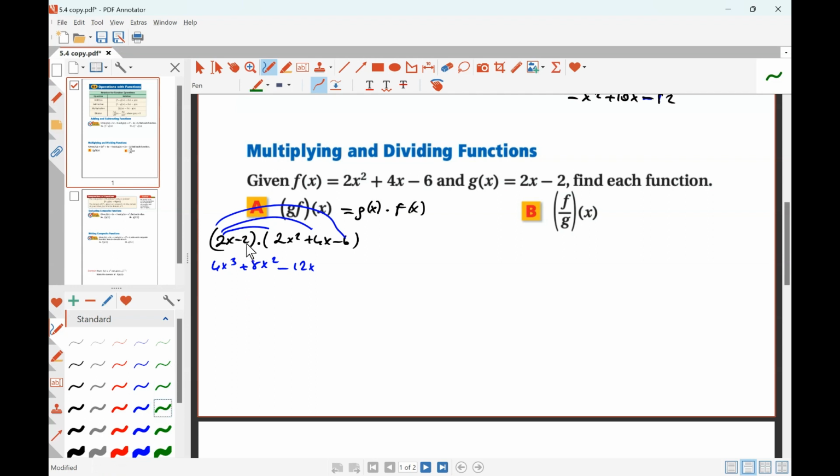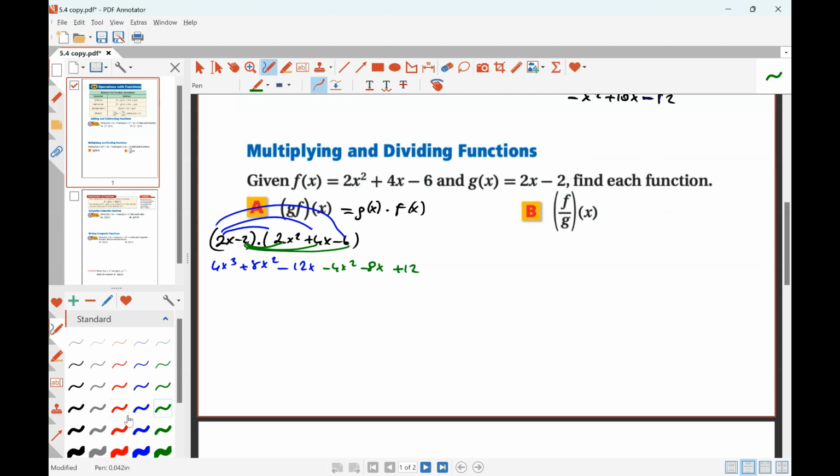Second term from the first factor. Multiply the second term by every single term of the second factor. So negative 2 times 2x squared, negative 4x squared. Negative 2 times 4x, negative 8x. Negative 2 times negative 6 makes plus 12.